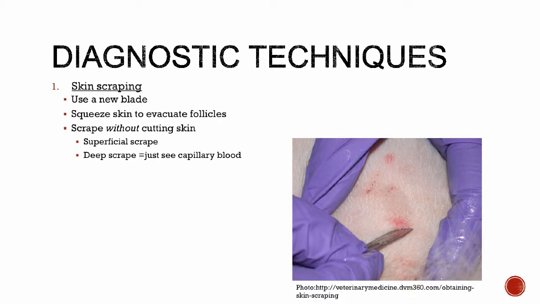So what you want to do is use a new blade. I've had some shelters that use the same blade over and over again for skin scrapings for all the different animals. They're not that expensive. You can use a new one. It's okay. You want to scrape the skin, not cut the skin. So think of when you chop nuts on the cutting board and you're getting them into the bowl. That's the kind of motion that you're wanting to use.